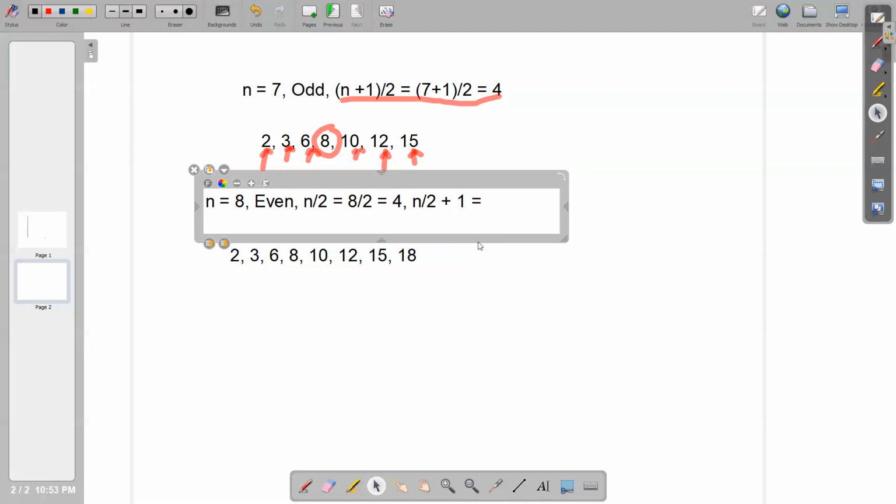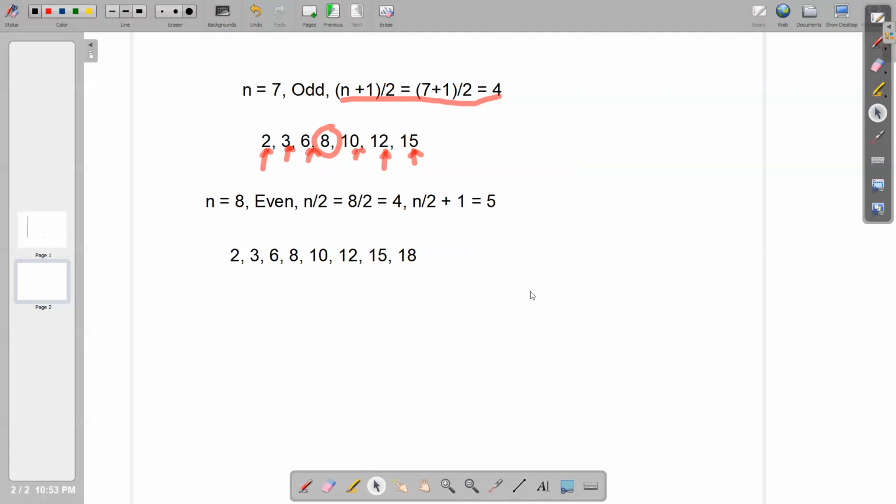That will be 4 plus 1 equal to 5, right? So the middle 2 numbers will be number 4 and number 5 in the list. So 1, 2, 3, 4, 5, right? So it will be between these 2 numbers. Sorry, number 4 and number 5, right? 1, 2, 3, 4, 5, between these 2 numbers.